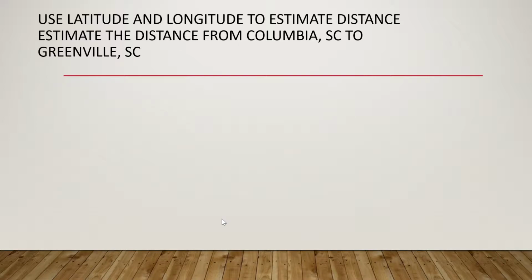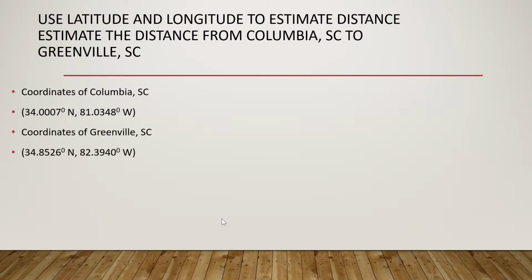And finally, let's look at a real-world example. We're going to use latitude and longitude values to estimate the distance from Columbia, South Carolina to Greenville, South Carolina. What do we have to know? We have to know the latitude and longitude values for Columbia and Greenville. You can look these up using just a Google search. The coordinates for Columbia, South Carolina are 34.0007 degrees north by 81.0348 degrees west. For Greenville, we got 34.8526 degrees north and 82.3940 degrees west.